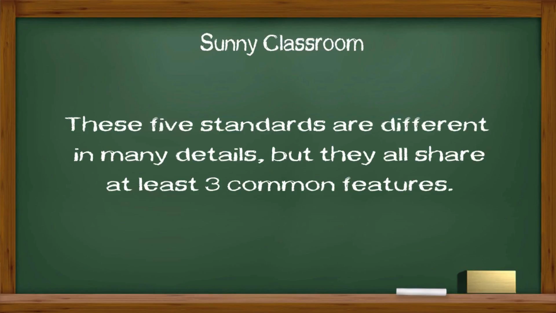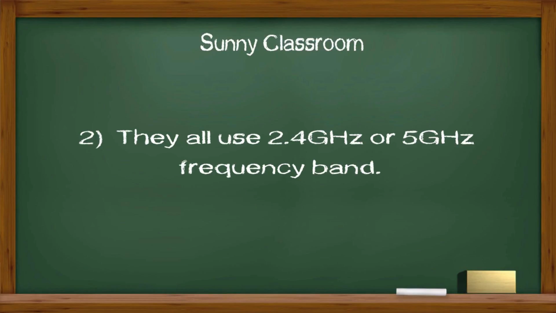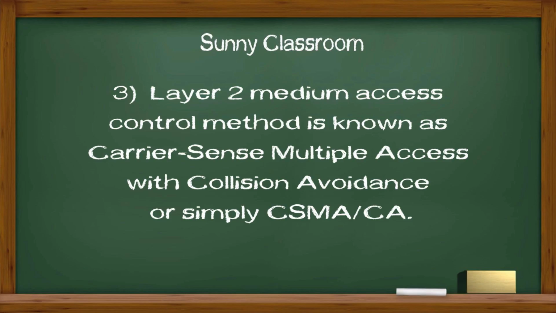These 5 standards are different in many details, but they all share at least 3 common features. 1. They use half-duplex signaling. In other words, a wireless device can either transmit or receive, but cannot do both simultaneously. 2. They all use a 2.4 GHz or 5 GHz frequency band. 3. Layer 2 media access control method is known as carrier sense multiple access with collision avoidance, or simply CSMA.